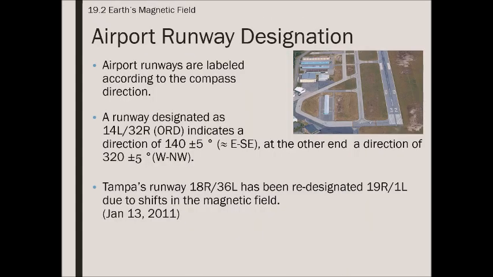Runways are given numbers based on the direction of the compass, and so at O'Hare, the 14L/32R runway means it's 140 degrees, which is southeast direction, or 320 degrees. They basically have just dropped off the zero on these values, just because you only can put two numbers on the runway. But as the Earth's magnetic pole moves, the lines are shifting some, and Tampa's runway 18R/36L was redesignated 19R back in 2011 because of the shift of the magnetic field.